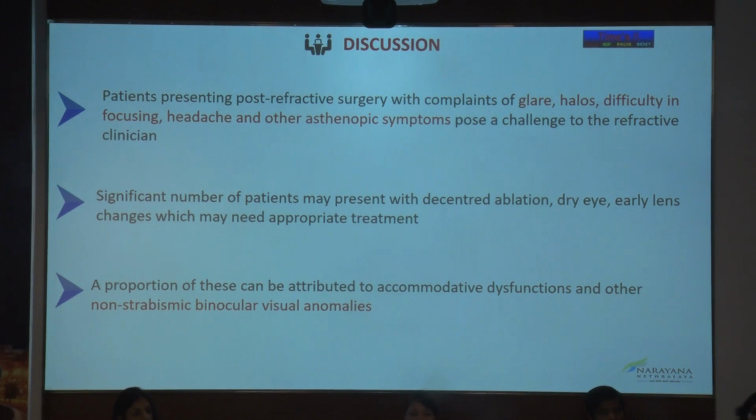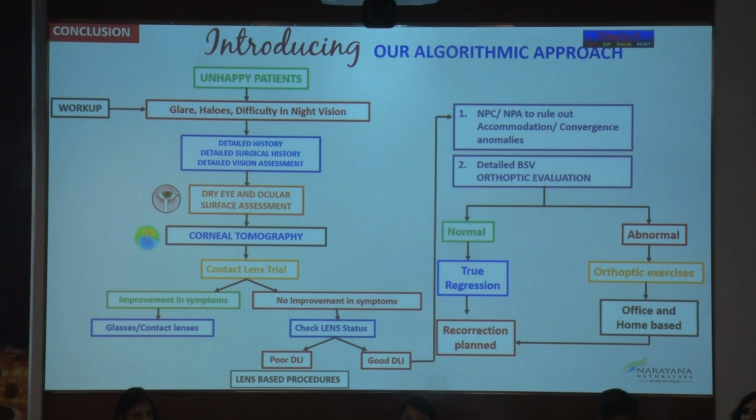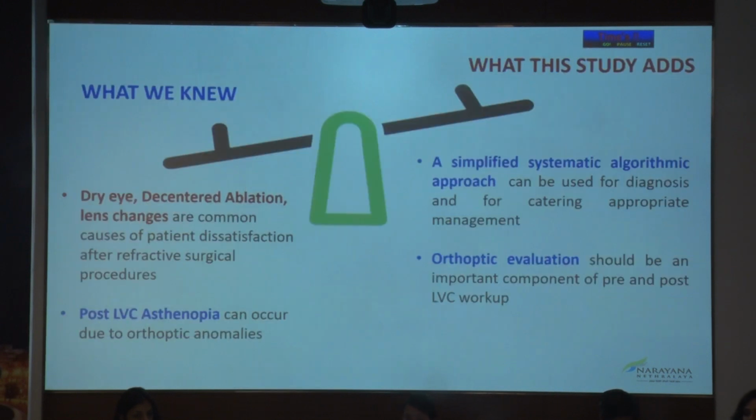So for patients presenting post-refractive surgery with complaints of glare and halos, always check the dry eye, always check components internally of lens-based procedures if to be done. And also, most importantly, check for the non-strabismic binocular visual anomalies. So these are the highlights of the study. Next is an algorithmic approach, which I've already discussed. And before planning a recorrection, always rule out the rest of the things.